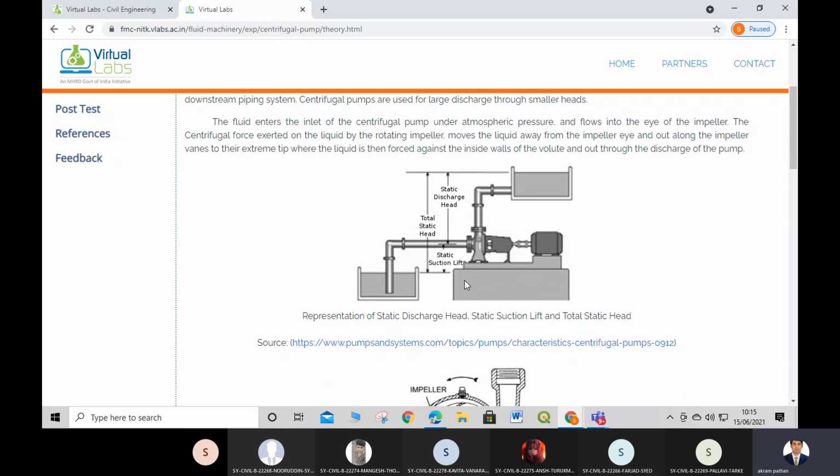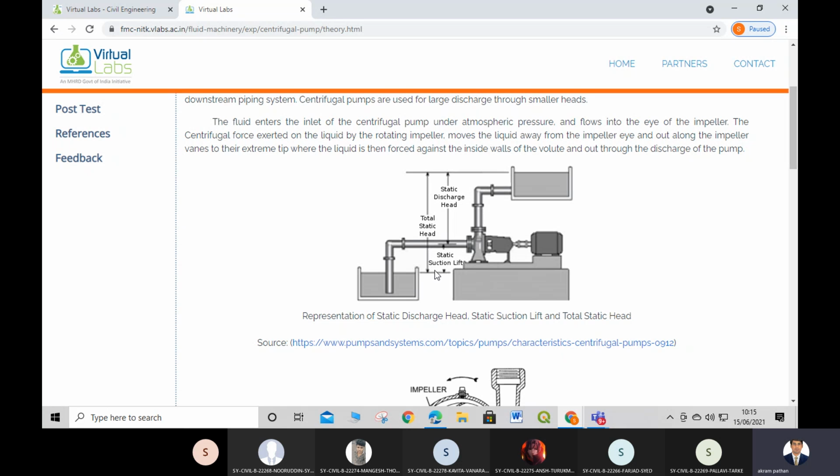Then it is equally important that we measure the height from the water level in the sump up to the ground level. The height from the water level in the sump up to the center of the pump we call the suction head, and from the center up to the ground level we call the delivery head. So this is HS and this is HD. HS means suction head and HD means delivery head. HS plus HD gives the total head.